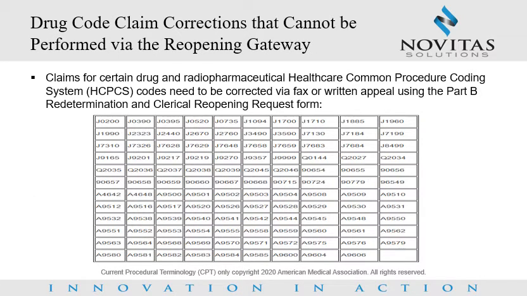Drug code claim corrections that cannot be performed via the Reopening Gateway. This list indicates the Drug and Radiopharmaceutical Healthcare Common Procedure Coding System, or HCPCS, codes that will need to be corrected via fax or a written appeal. You will not be able to correct these claim errors via the Reopening Gateway.